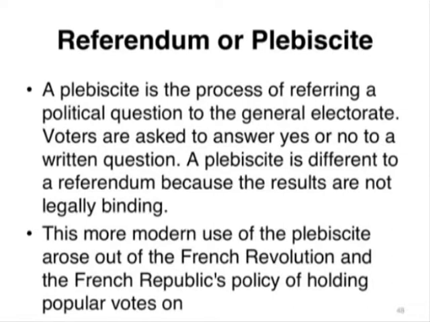A plebiscite is the process of referring a political question to the general elector. Voters are asked to answer yes or no to a written question. A plebiscite is different to a referendum because the results are not legally binding. Oh, hello. Hello, what a trick.